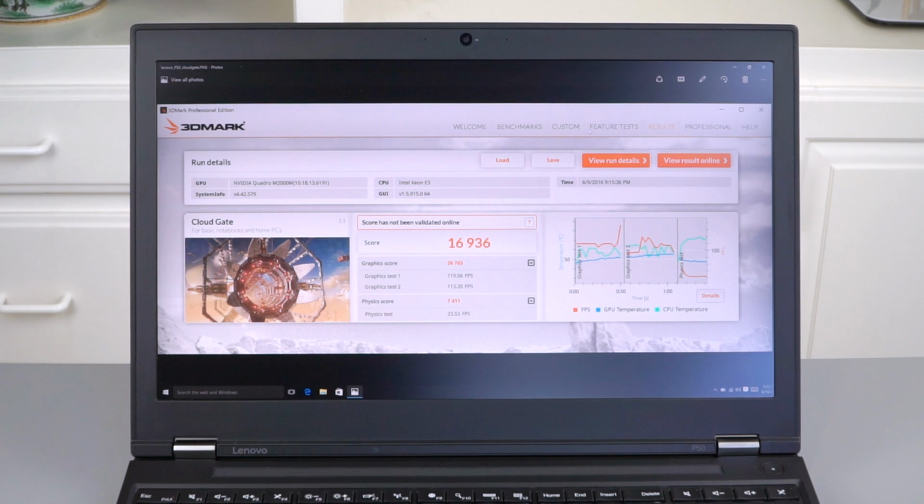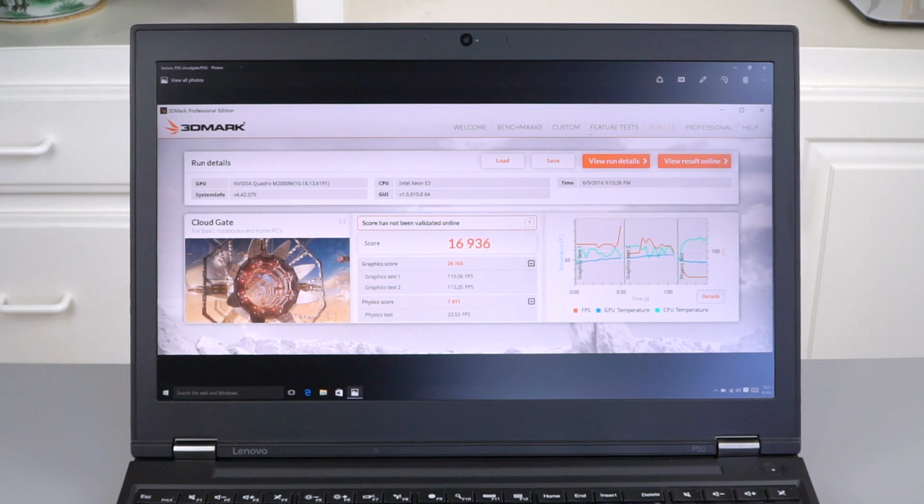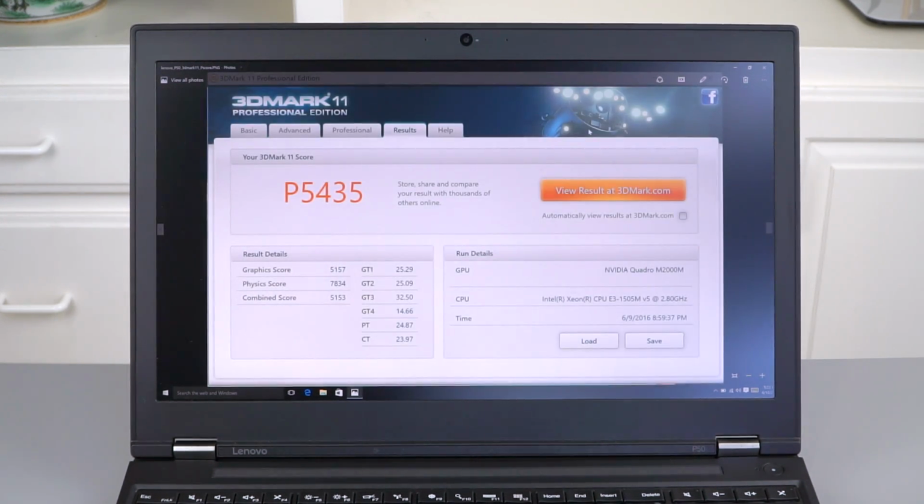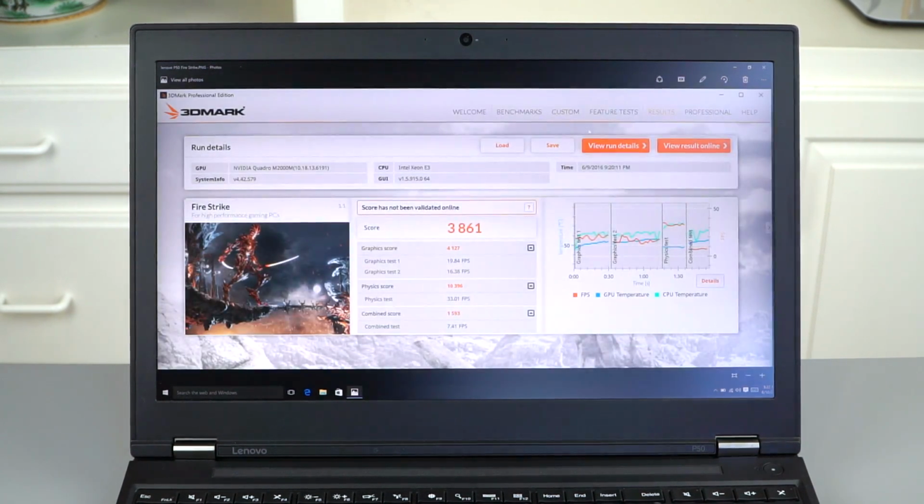So, CloudGate score right there, 16,936, well below something like, say, the GTX 970M in the consumer world, but this is also a very stable card for CAD work, so there's a selling point for it. For our 3DMark score, for the performance level test, 5435. On the extreme score, it scored 1859. And for Fire Strike, there's our score there, 3861.